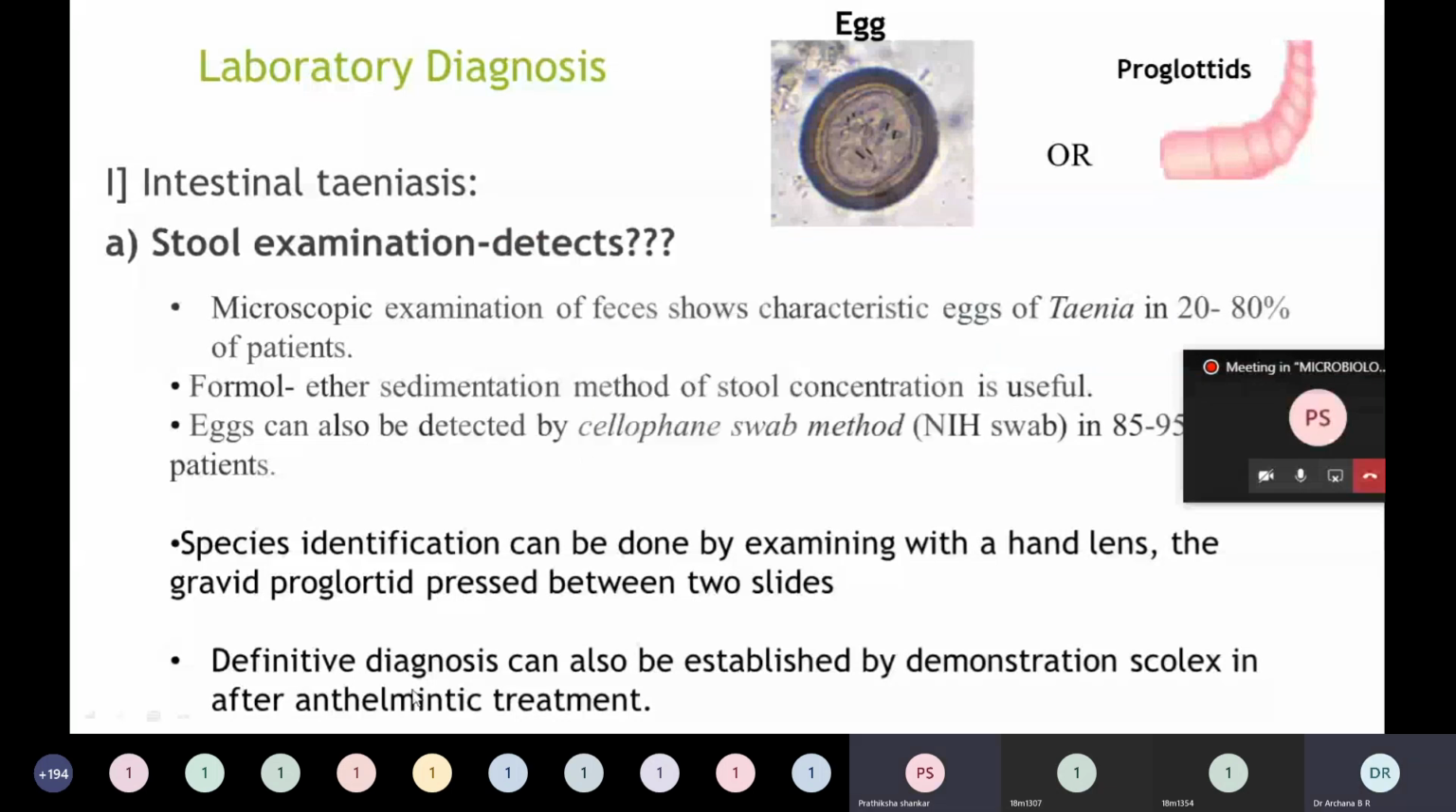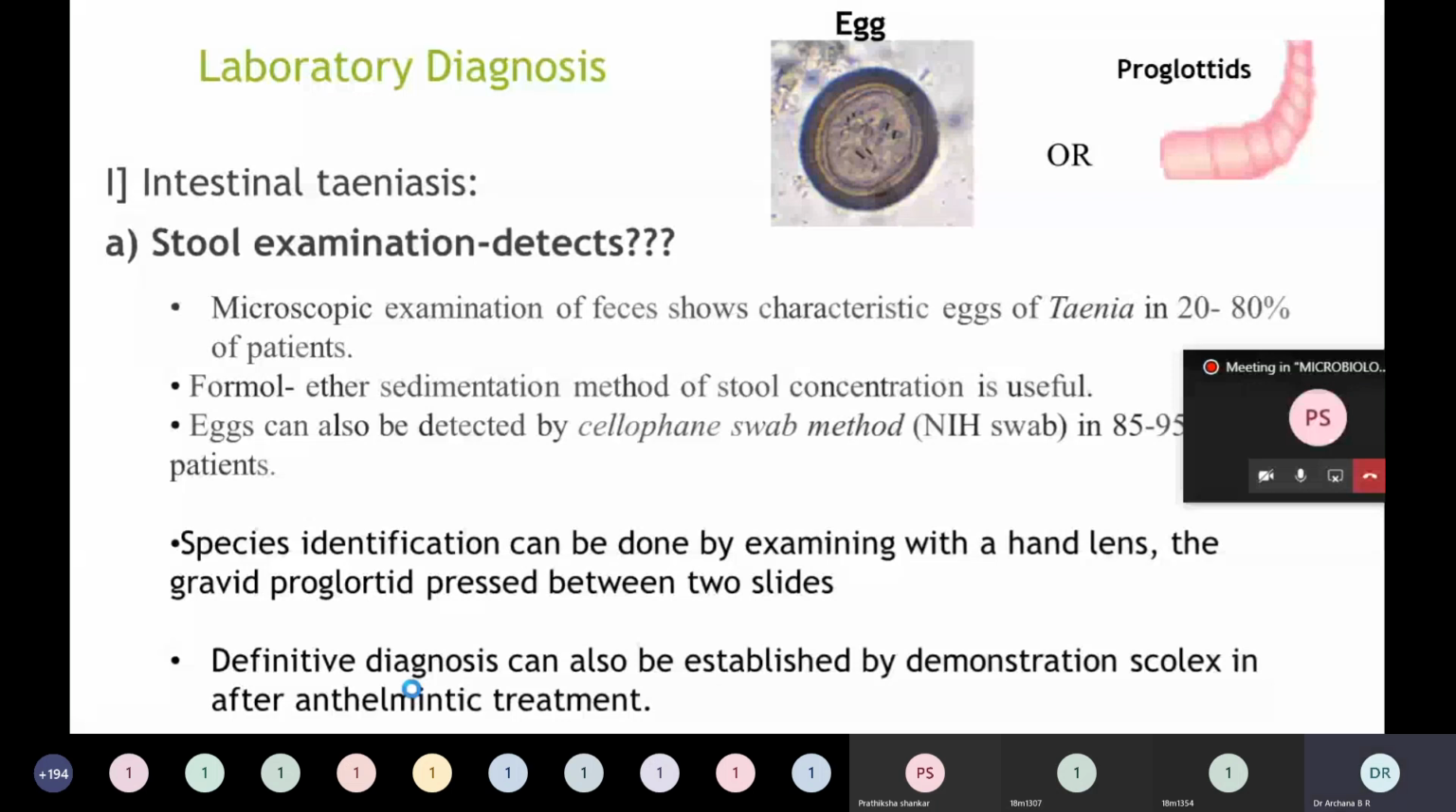Definitive diagnosis can also be established by demonstration of the scolex after the anthelminthic treatment. So in case of saginata, the four suckers will be present, but there are no hooklets and rostrum. In the solium, you can see the rostrum with the hooklets.